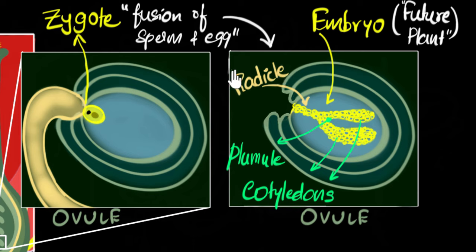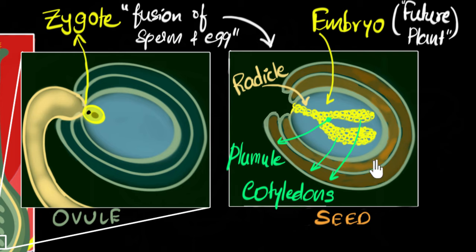So the radicle grows into a new root, the plumule grows into a new shoot, and the cotyledons kind of act like leaves. They're not really leaves, but they act like leaves in the sense they give them all the nourishment needed once it starts growing. And a lot of other changes happen as well. For example, the outer wall starts to become a little hard. And now we no longer have an ovule. We are going to call this a seed. So the fertilized ovule has now finally got converted into a seed.